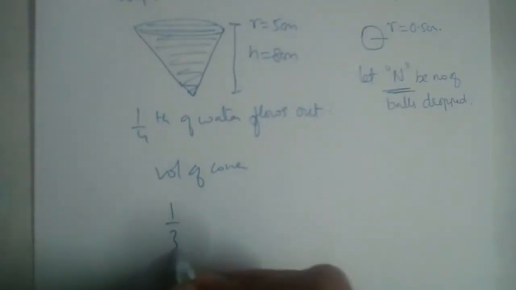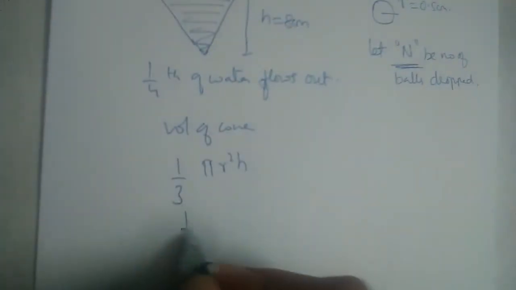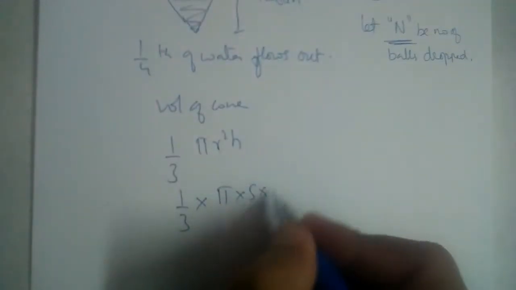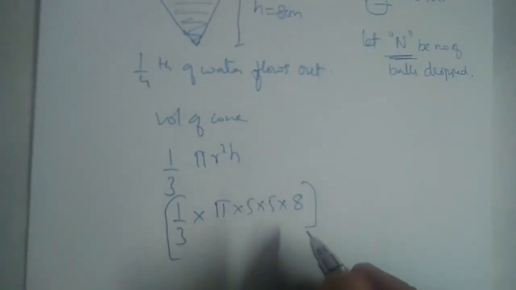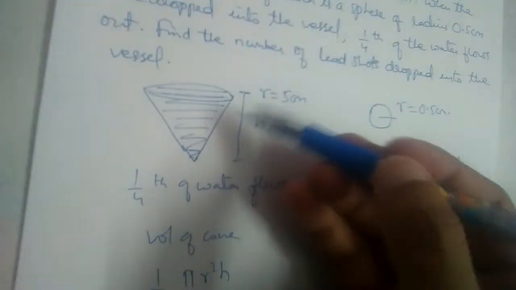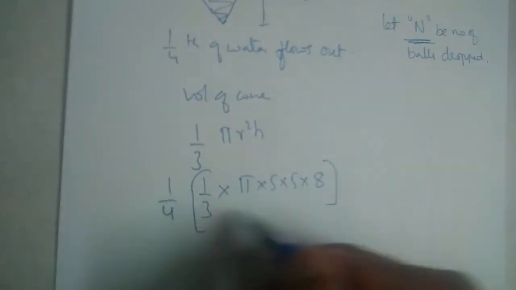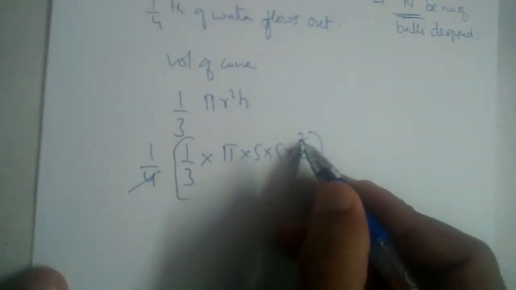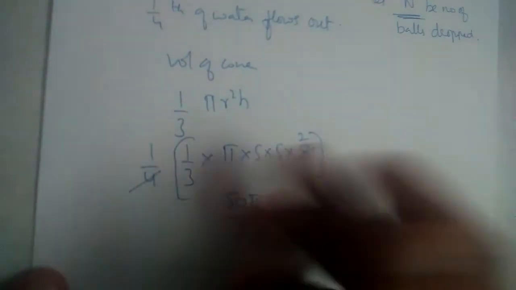Volume of cone is equal to 1/3 pi r squared h, right? So it is 1/3 pi r squared. R is 5, so it is 5 into 5 into h is 8. But this is the volume of one cone. Now if we are immersing marbles in this, 1/4 of the water is coming out. So how much water has come out? 1/4 of this has come out. So it will be equal to 2. So 25 and 2, 50. So this is 50 pi by 3. Okay, this much water has come out.